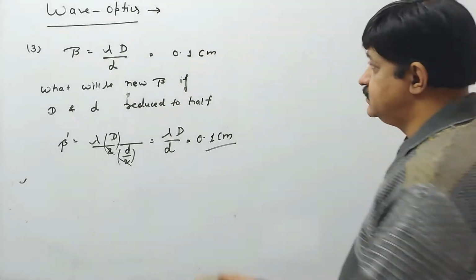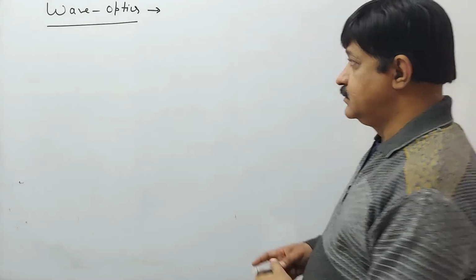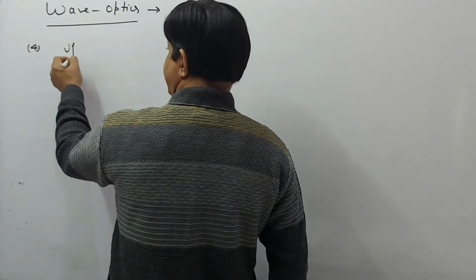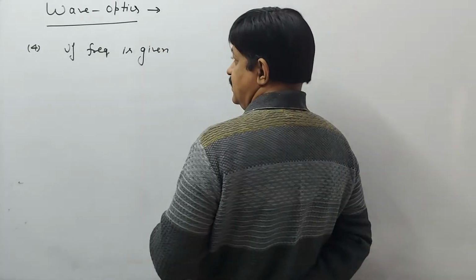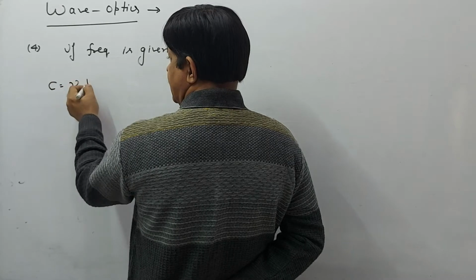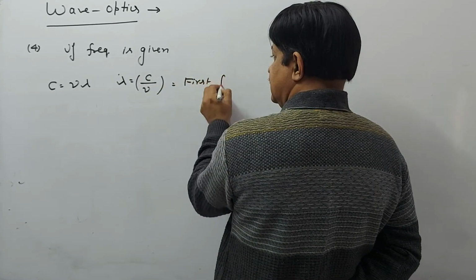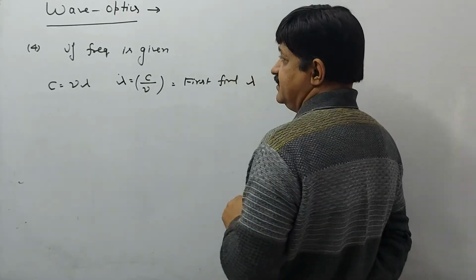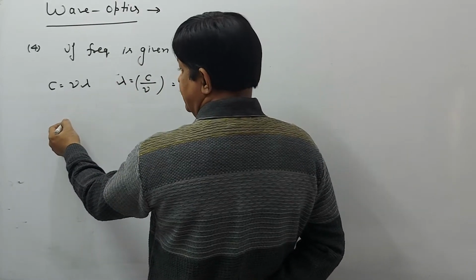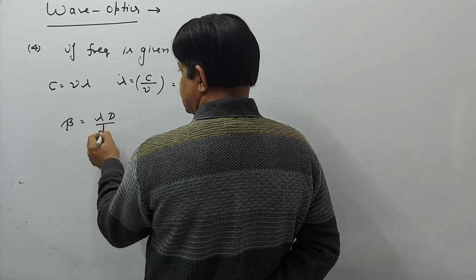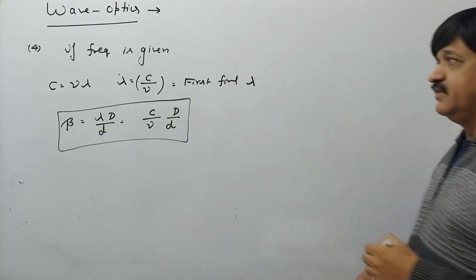क्वेश्चन नंबर 4. If frequency is given, देखिए C equals to nu lambda, so lambda must be equals to C by nu. First find wavelength. अगर frequency कहीं पर भी given हो, पहले wavelength find करो इस रिलेशन से. C is velocity of light and then you will apply beta equals lambda D by d. So this is another experiment with your beta.